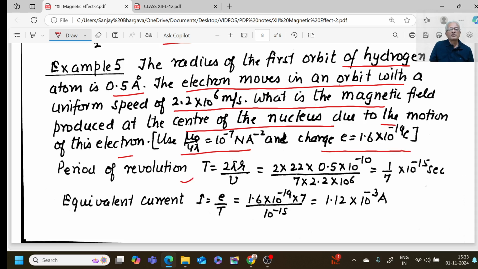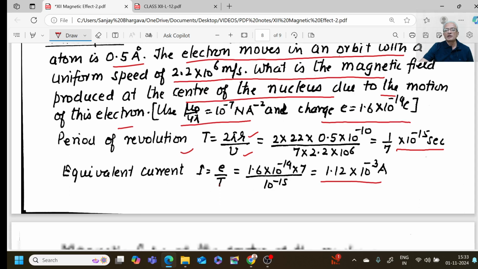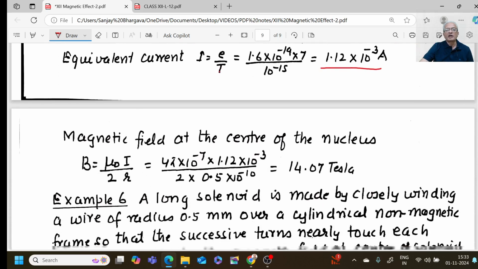The time period of revolution is 2πr upon v. So substitute the value of radius and velocity and we obtain time period as 1 by 7 × 10⁻¹⁵ second. Now equivalent current is e upon T. So 1.6 × 10⁻¹⁹, 7 upon 10⁻¹⁵ gives 1.12 × 10⁻³ ampere is the value of current.